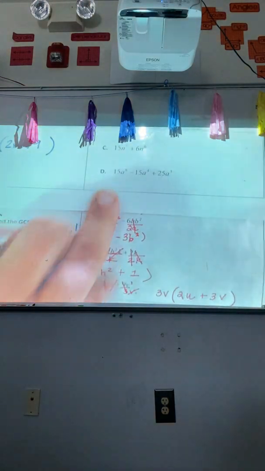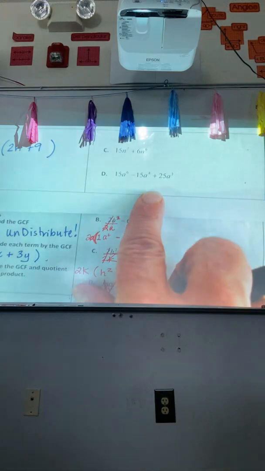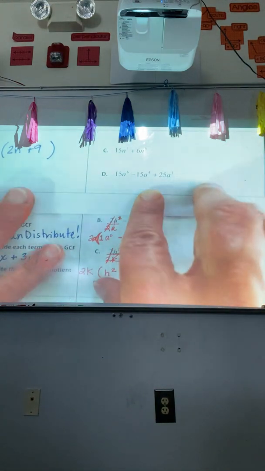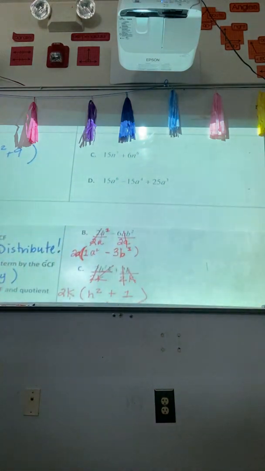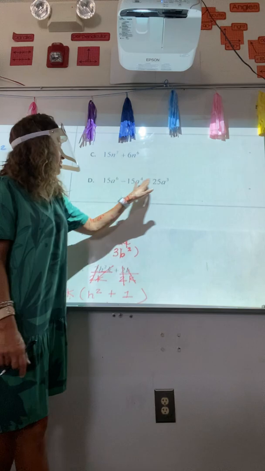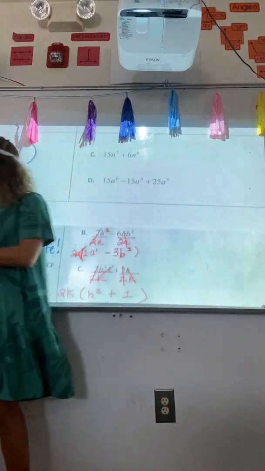All right, pop down to this last one, part D. All right, try part D. What could I divide? I want y'all to try it. I'm going to do it up here, but I want y'all to try part D. See what you think you can divide out of each one.